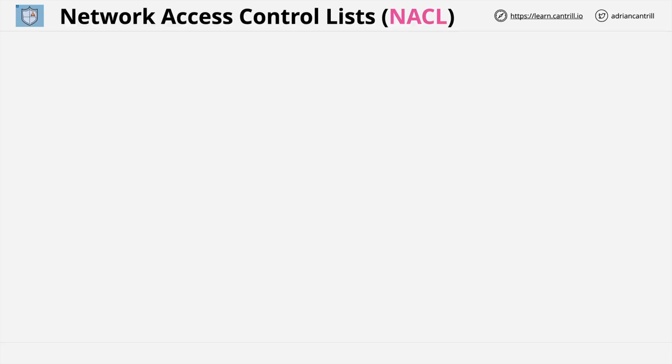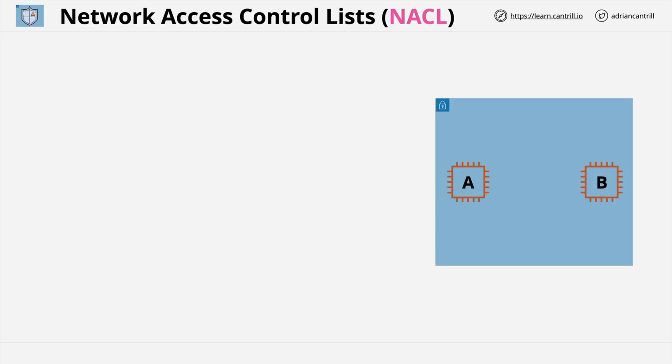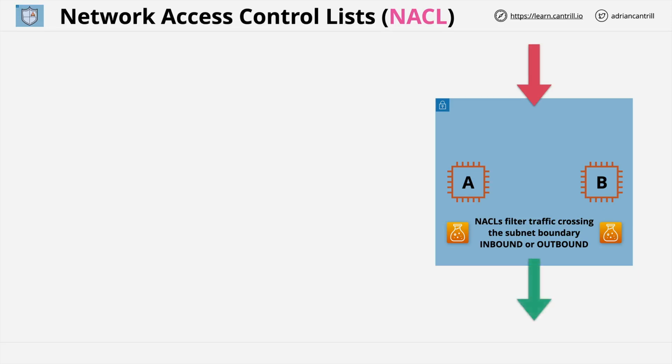A network access control list can be thought of as a traditional firewall available within AWS VPCs. So let's look at a visual example. A subnet within an AWS VPC which has two EC2 instances, A and B. The first thing to understand, and this is core to how NACLs work within AWS, is that they are associated with subnets. Every subnet has an associated network ACL, and this filters data as it crosses the boundary of that subnet. In practice, this means any data coming into the subnet is affected, and data leaving the subnet is affected.